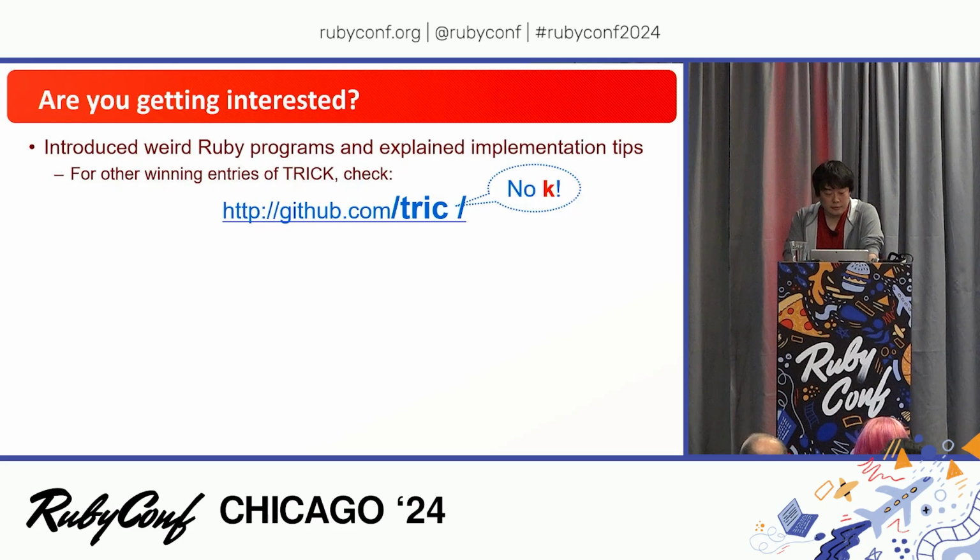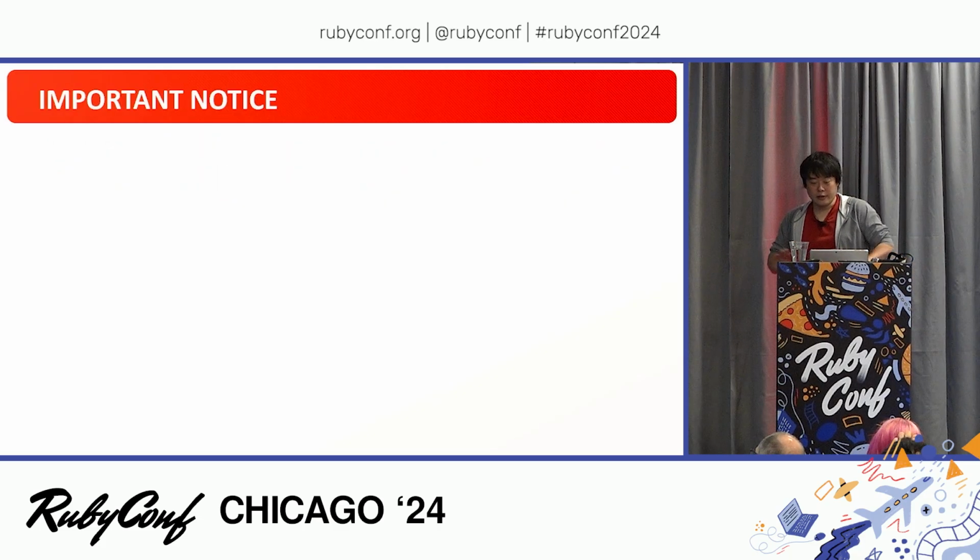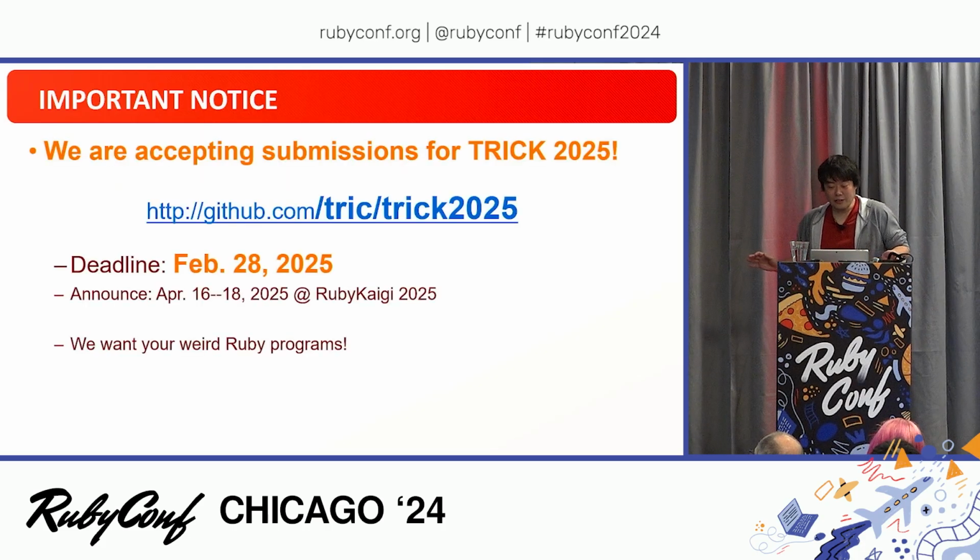Okay, so I have introduced weird Ruby programs, and all of the programs I introduced today, as well as the other winning entries, can be found on this GitHub, so please take a look later. What I want you to remember from this talk is that we are now accepting entries for TRICK. The deadline is February 28th of next year. So there are more than 3 months.